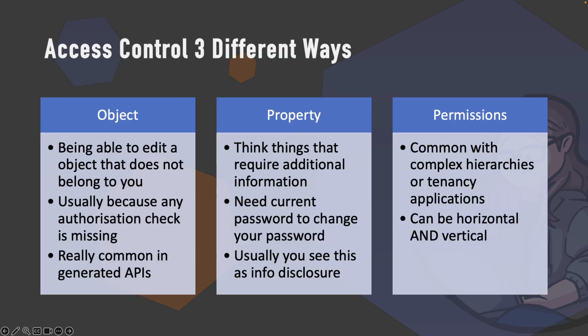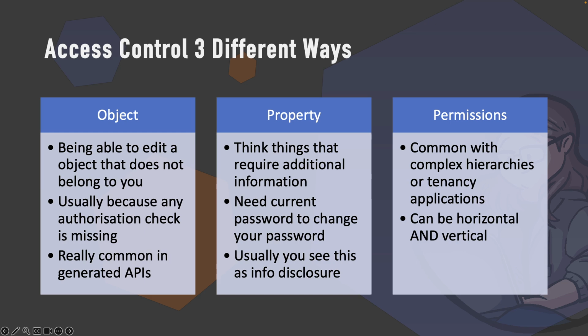Access control. I spoke about this. This is API 1, 3, and 5. It is shown at these 3 different levels. The first is at the object level, being able to edit an object that does not belong to you because the authorization check is missing. Any kind of API where something's been automatically generated, this is super, super common. If you want more information on actually hunting for these, you can see my full IDOR video, which I've left in the description for you to check out.